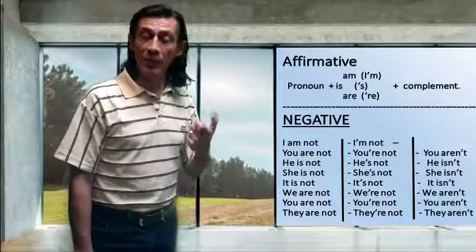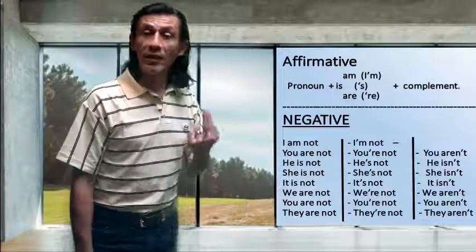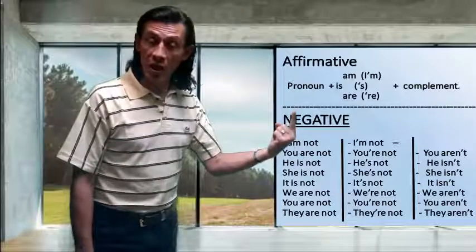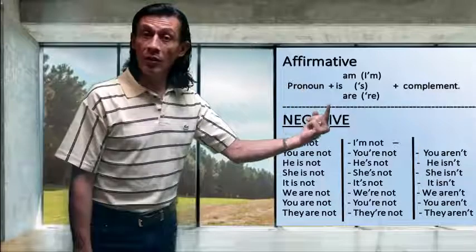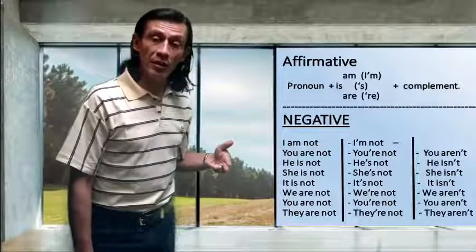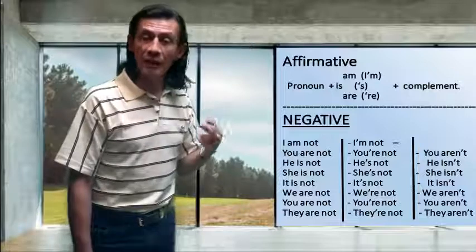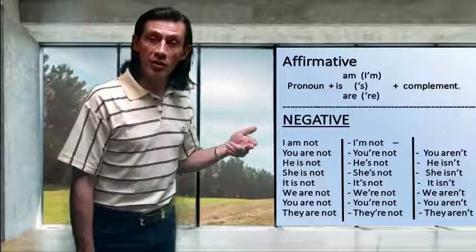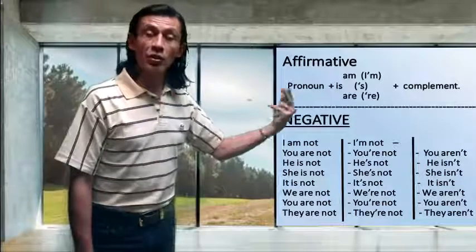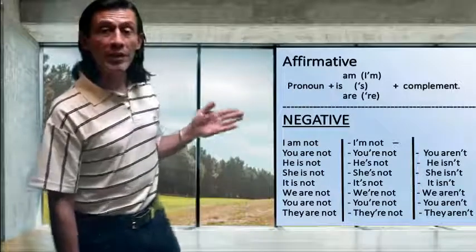He, affirmative, he is, or he's. Negative, he is not, he's not, or he isn't. Continue with she, affirmative, she is, or she's. Negative, she is not. Contraction 1, she's not. Second contraction, she isn't. The next person would be it.